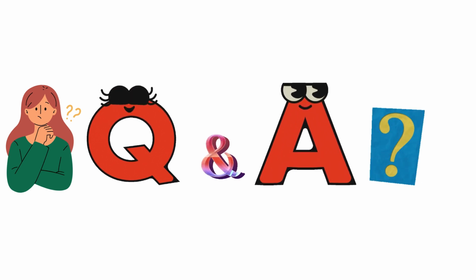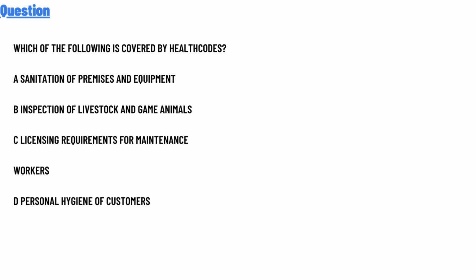Our today's question is: which of the following is covered by the health codes? Option A, sanitization of the premises and the equipment. Option B, inspections of the livestock and the game animals. Option C, licensing requirements for maintenance workers. Option D, personal hygiene of customers.